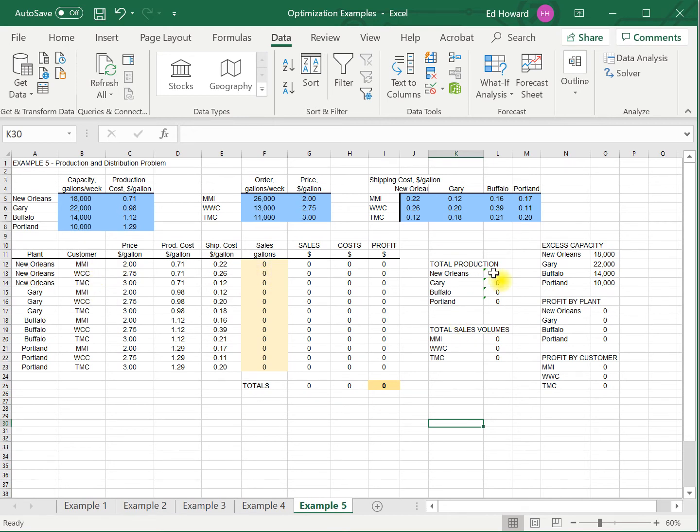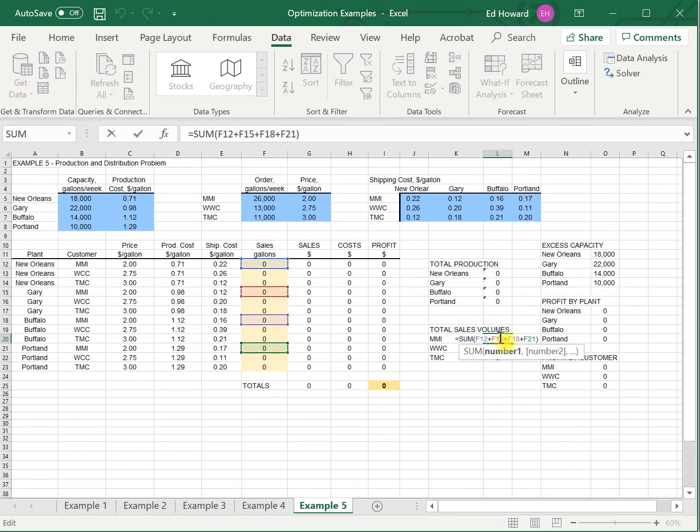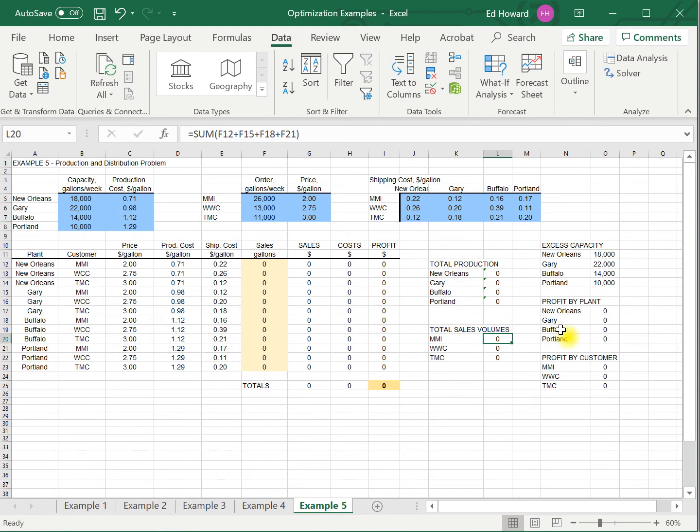So over here we have some formulas that will sum up the amount made at each plant, and will sum up the amount that's shipped to each customer. These are kind of here for information. Do we have excess capacity at any of the plants? Once we figure this out, how much profit are we making by each plant, and what's our profit by customer? So again, those are for information only.